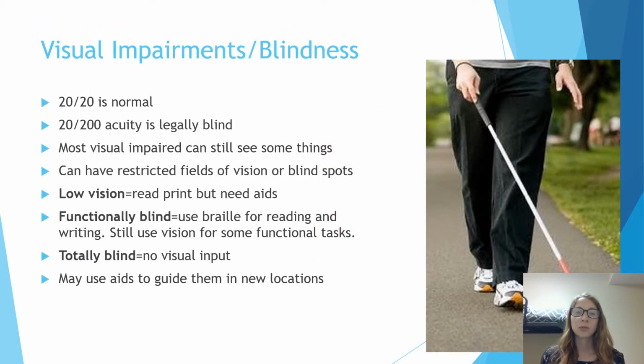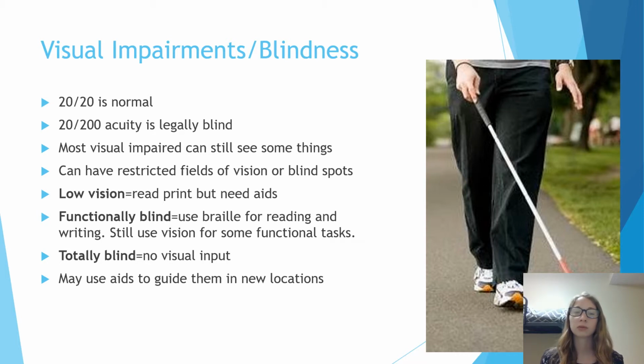Then there's visual impairment or blindness. So normal sight is 20/20 vision, and visual impairment or being legally blind is 20/200 vision. So at 20 feet, they can only see what a person with normal sight could see at 200 feet, which is the really big E on the vision chart. And most people who are visually impaired can still see some things, but sometimes their vision will be really blurry, or they can only see from the sides of their vision, or they can only see in the middle or something like that.